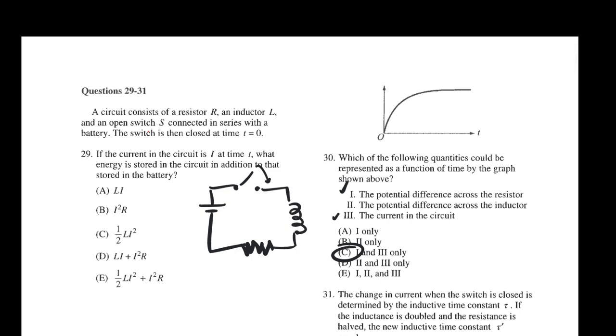If the current in the circuit is I at time t, what energy is stored in the circuit in addition to that stored in the battery?